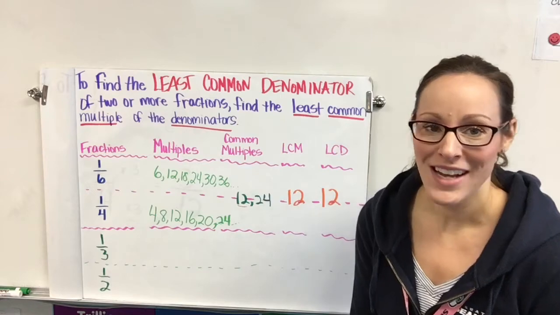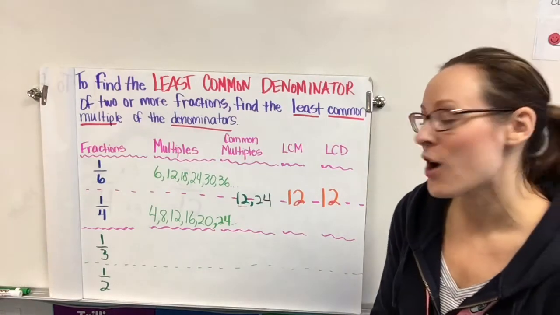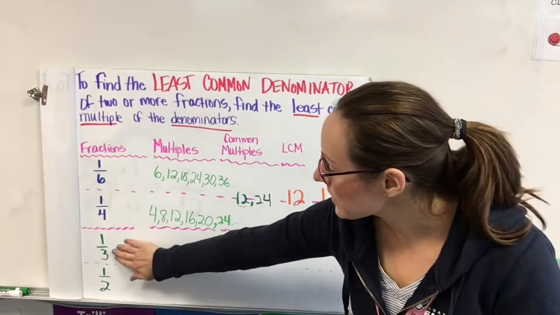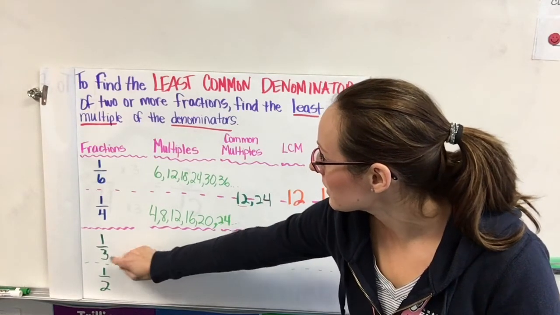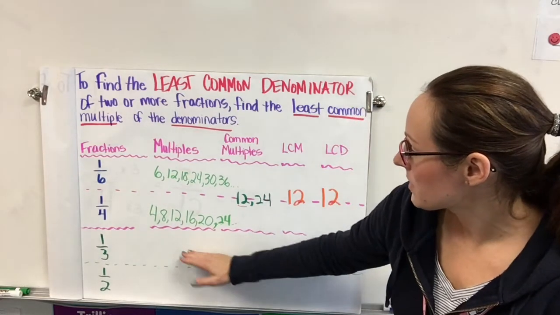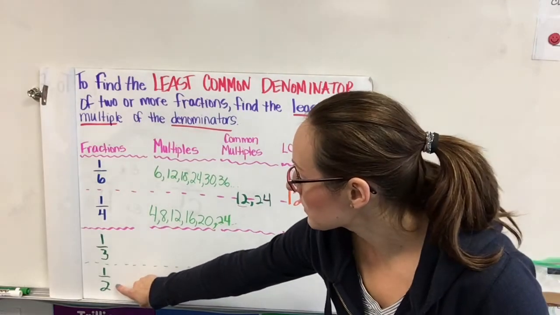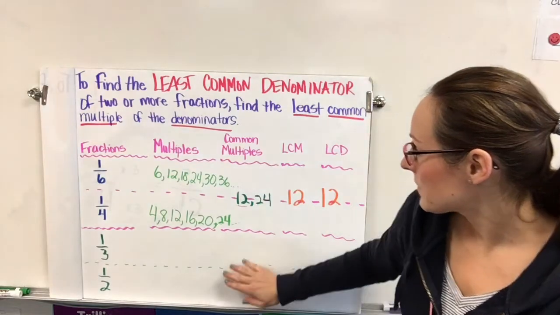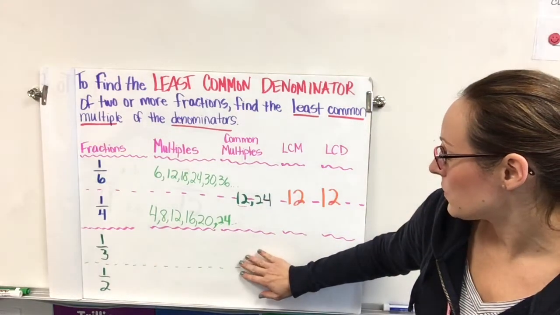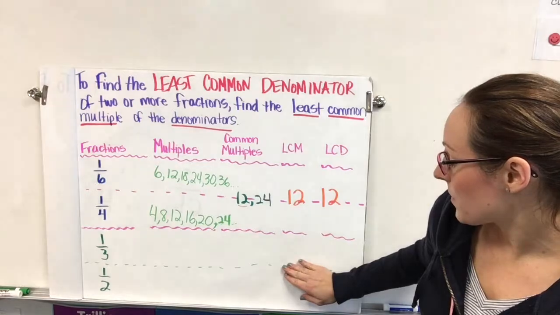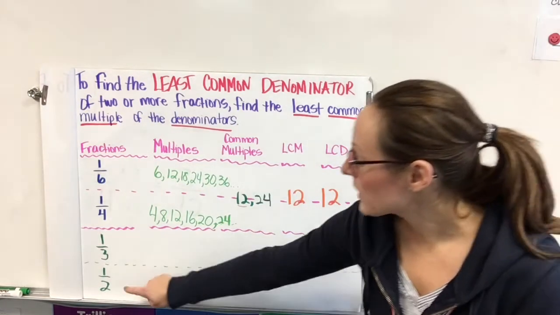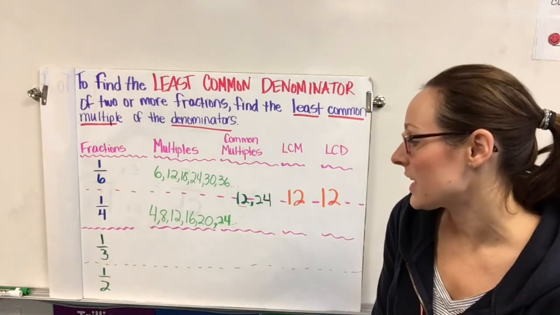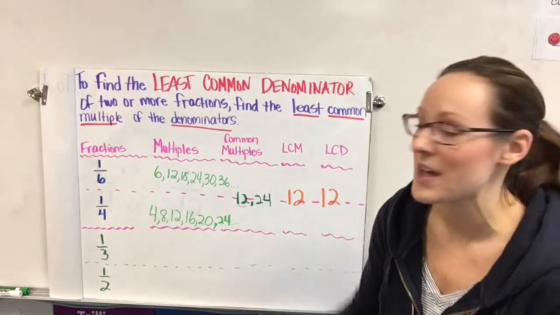For your practice today, I would like you to find the least common denominators of 1/3 and 1/2. So you'll start with the denominator of 3, list out the multiples of 3, then you'll find the multiples of 2, list them out, find the common multiples of 3 and 2, find the least common multiple from that list, which is going to be the same as the least common denominator. When you make your list for 3 and 2, I would say to make at least 5 or 6 multiples in that list.